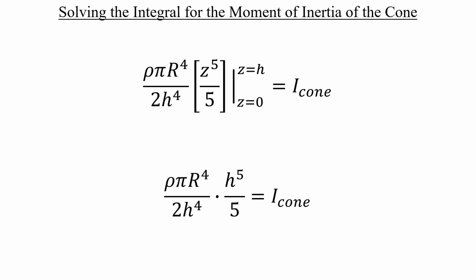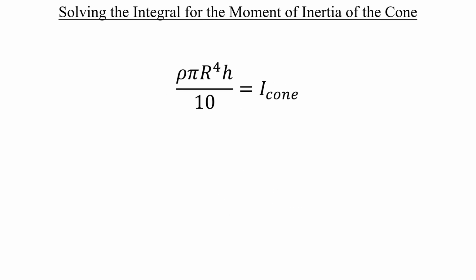So we have h to the fifth in the numerator and h to the fourth in the denominator. So those two will end up canceling each other out, and they will leave a single h left over upstairs. And the 2 and the 5 downstairs will multiply together, resulting in 10. And here's what we get.